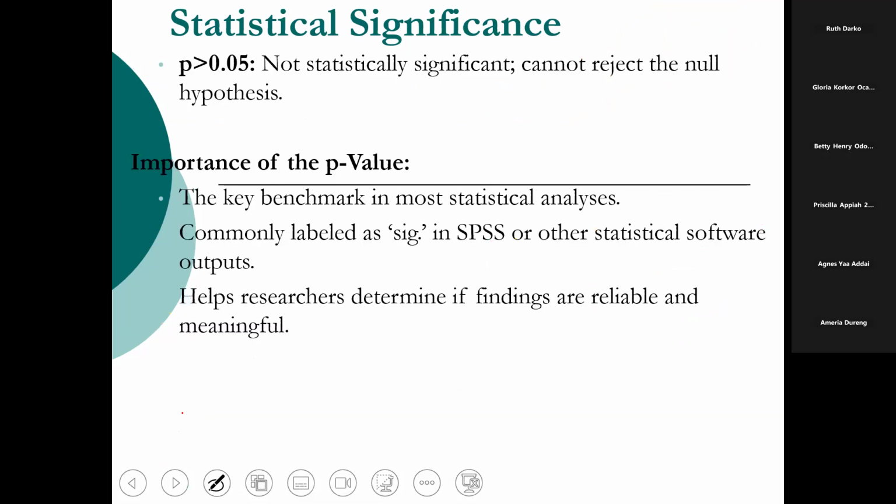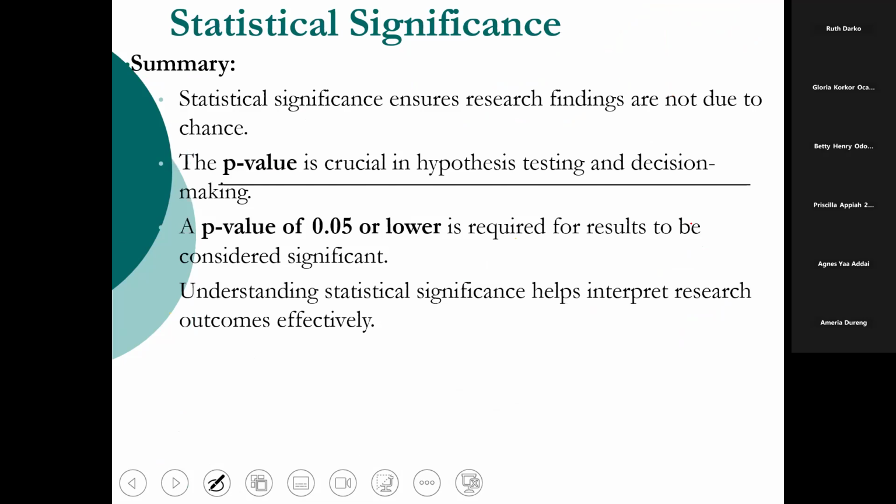The importance of the p-value: it is a benchmark for most statistical work, commonly used in SPSS, R, and other software. Again, this is just a summary. A p-value is critical in hypothesis testing. Okay, let's move on. The p-value is very important in hypothesis testing and decision making.